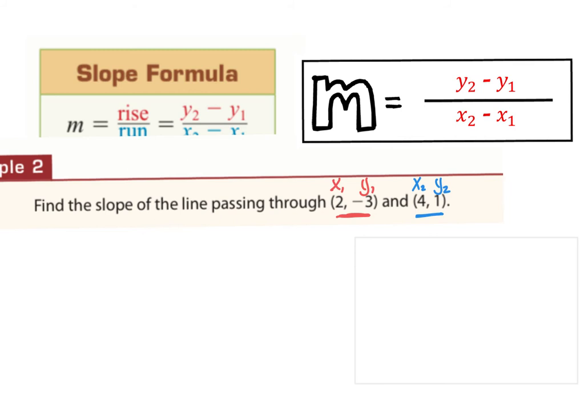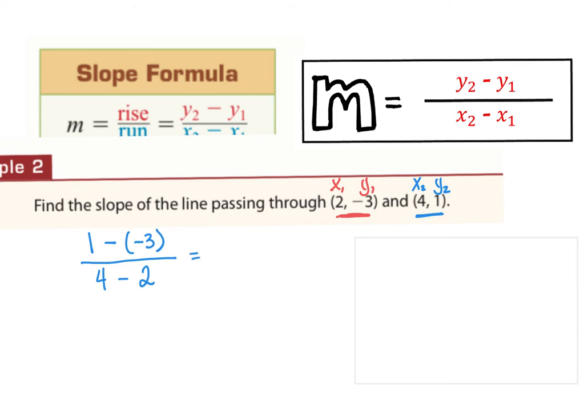I'm going to label it a different way later, and we're going to see that it works whichever way as long as you keep them in the same order. So my formula is y2. Well, in this case, my y2 is 1. My y1 is -3. You'll notice I put that in parentheses because I don't want to mess up my positives and negatives here, okay? In the denominator, I subtract my x's. My x2, that is 4. My x1 is 2. Just plugging it in. Subtract my y's, subtract my x's, okay?